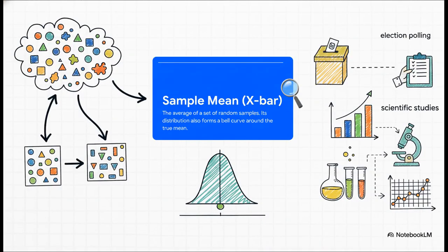And it gets even bigger. The theorem doesn't just work for sums, it also works for averages. If you go out and take a bunch of random samples from a population and calculate the average for each one, guess what? The distribution of all those averages will also form a perfect bell curve. This right here, this is the bedrock idea that makes things like election polling and scientific research even possible.